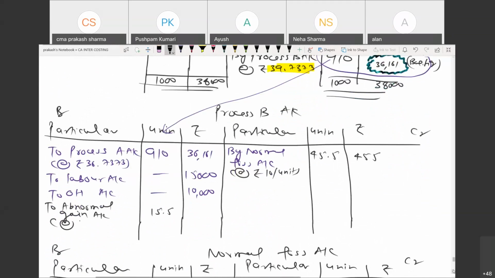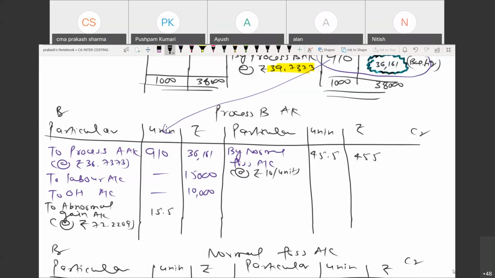Abnormal gain at the rate of rupees 72.2209. Please multiply 15.5 by 72.2209 and tell me the figure after rounding off. 15.5 multiplied by 72.22. Sir, calculate. So the figure I guess is 1088.